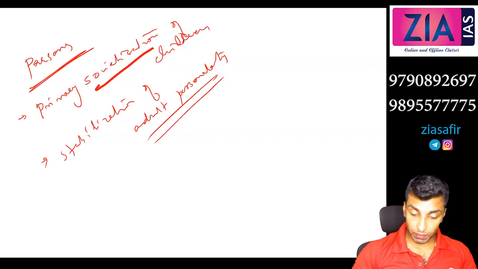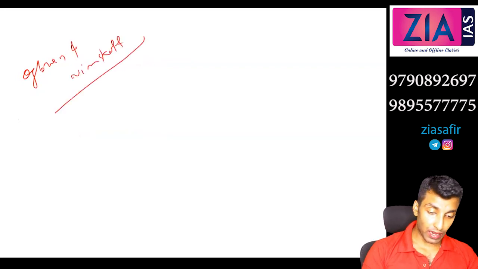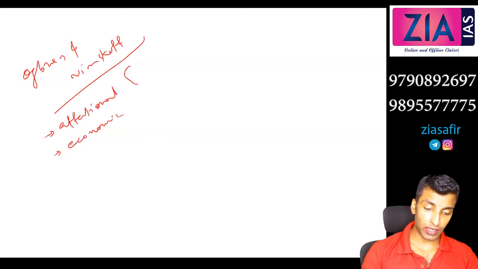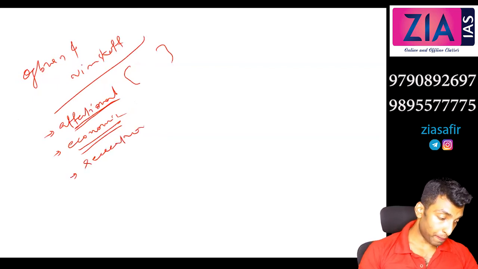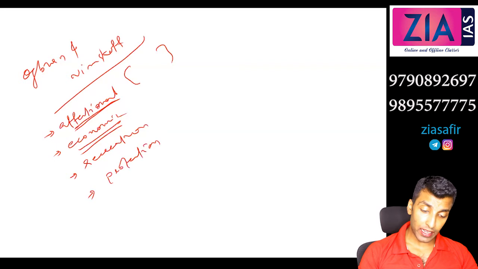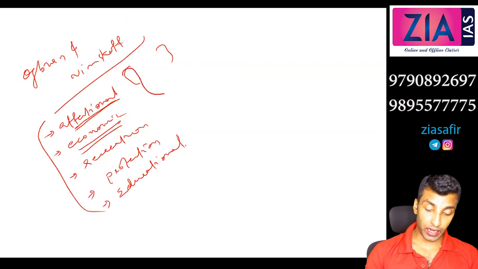Then if you go for Ogburn and Nimkoff, these are direct, easy only. First one, affectional, and then economic. Affectional means it is an emotional connection. Okay, emotional security. So economic security, economic placement of the individual. Then third one, recreation. Okay, then protection and educational. Protection or protective, and educational. Okay, so these are the 5 functions Ogburn and Nimkoff are highlighting.